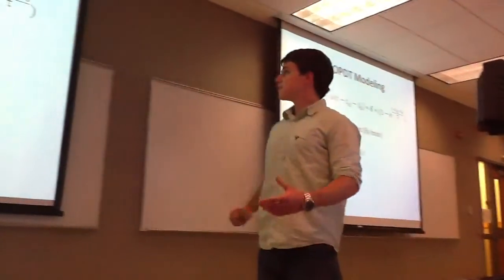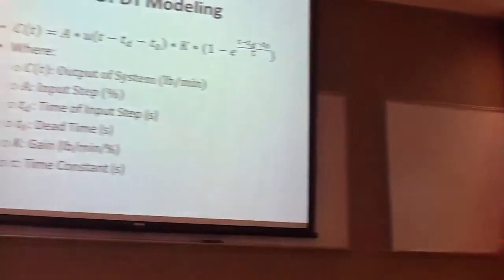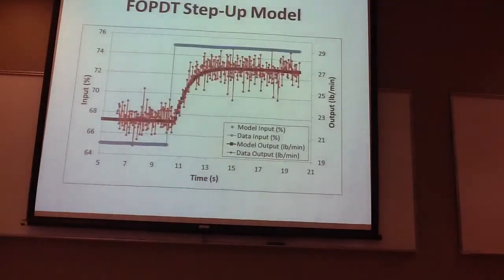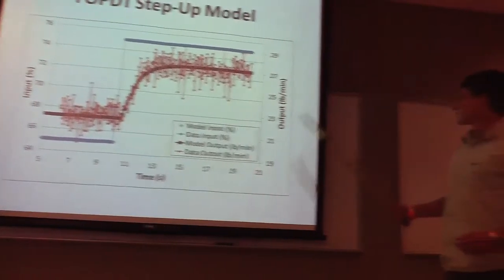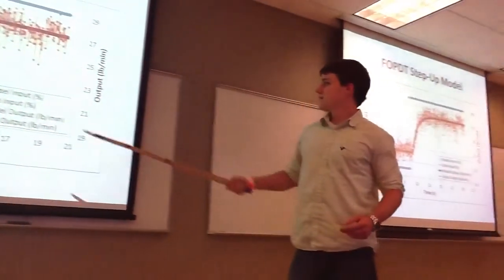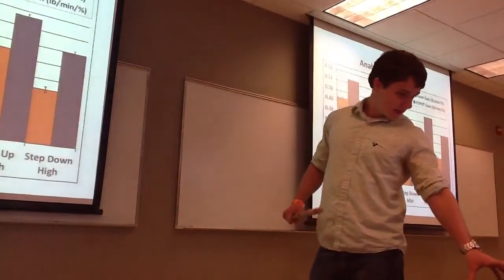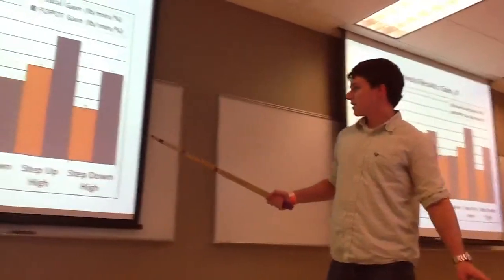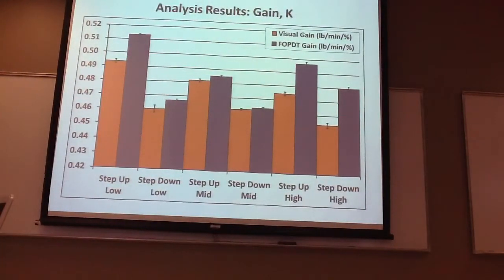This is the equation for the FOPDT model that we used to model the step. And this is an example model of the step, with the same values as earlier for the lower range. And as you can tell, the model worked out pretty good. This is the data for step up, step down, step up, and step down for low, middle, and high ranges using the visual and the FOPDT.